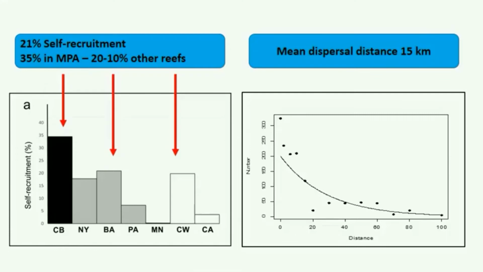In the graph you see on the right, it presents dispersal distances of larvae. So on the x-axis is the distance per larva, and the y-axis shows the number of larvae that dispersed a certain distance. Most larvae dispersed only very short distances. Mean dispersal distance was only 15 kilometers.